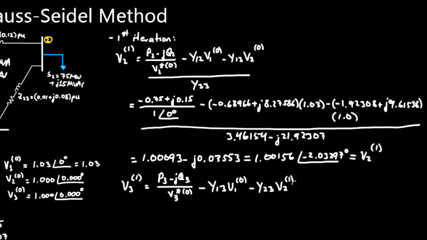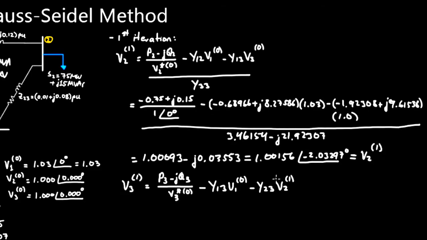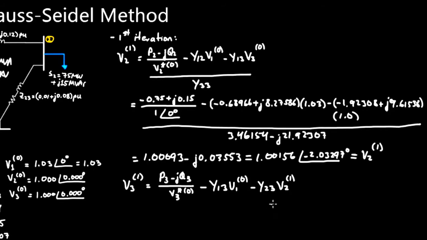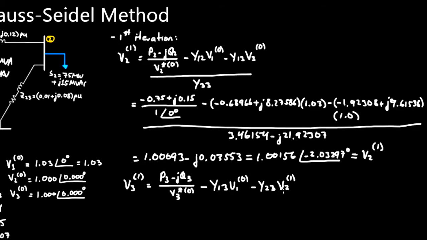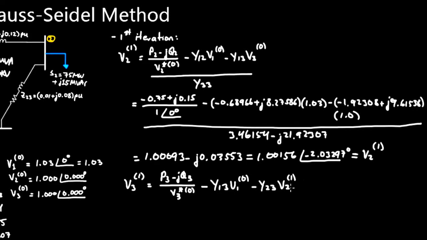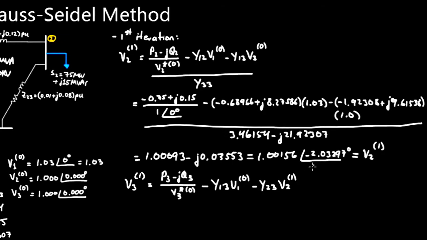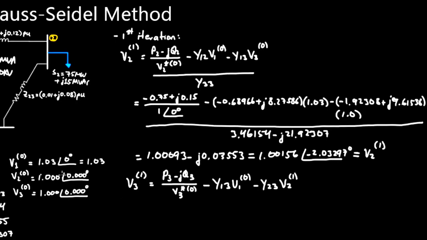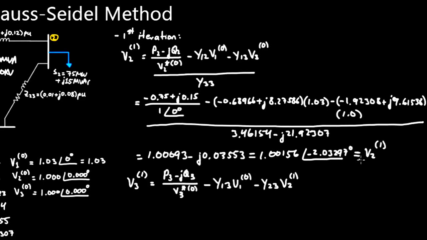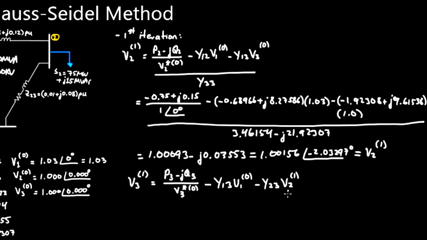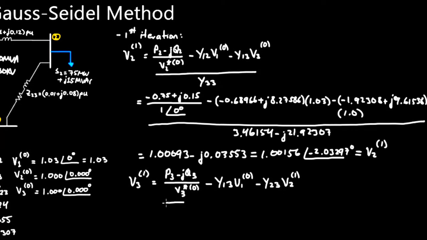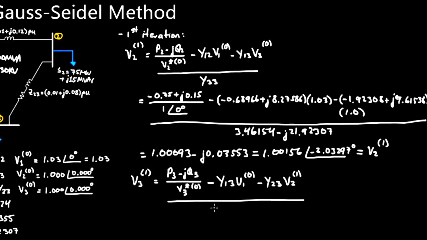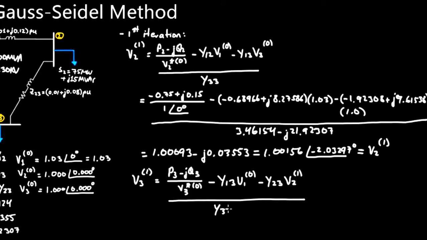V2, and again, this is what I mentioned before, you have to use the latest information that you have. So notice that in the V2 equation I use V3 of 0. So here I'm not going to use V2 of 0 because I already know what V2 of 1 is. So I have to use my latest information available in this solution over here. That's going to help speed things up because again, I know that this solution wasn't right because I got this solution now for iteration 1, so let's go ahead and use that in our equation over here. So always use the latest information that you have for performing your iterations. So all of that divided by Y33.